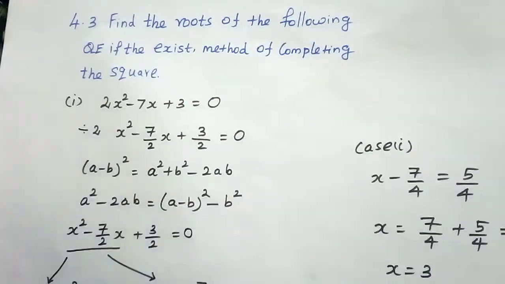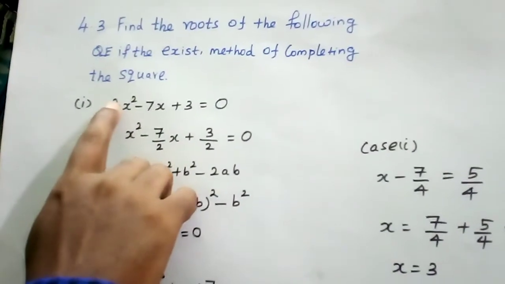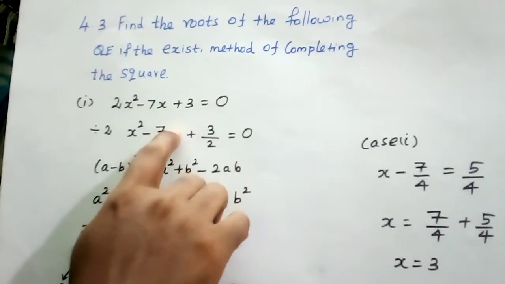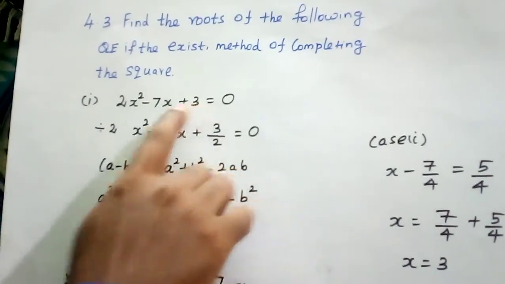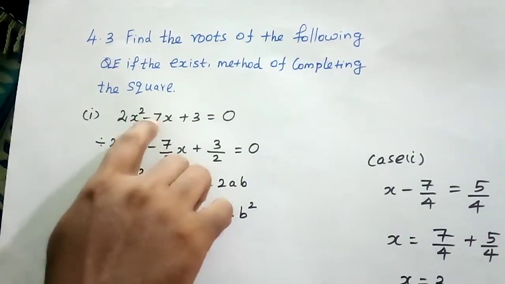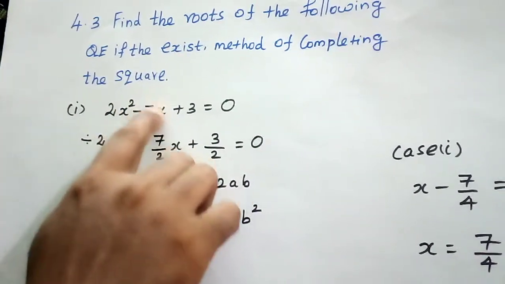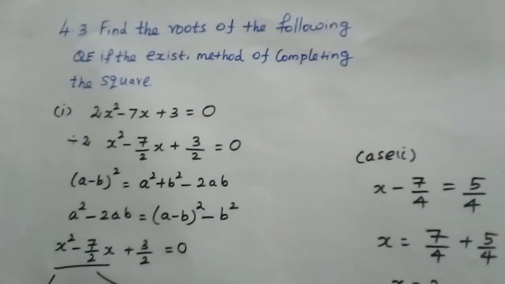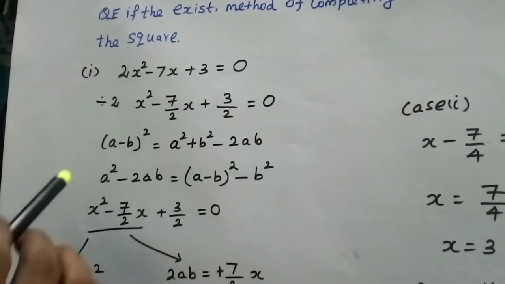Using the previous method, we would take the product of the constants 2 and 3, which gives 6, and look for factors of 6 whose sum is −7. This type of problem is not suitable for that method, so now we use only the completing the square method. In the completing the square method, first you write the formula.